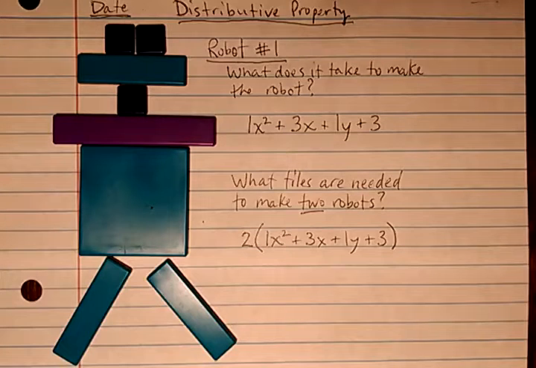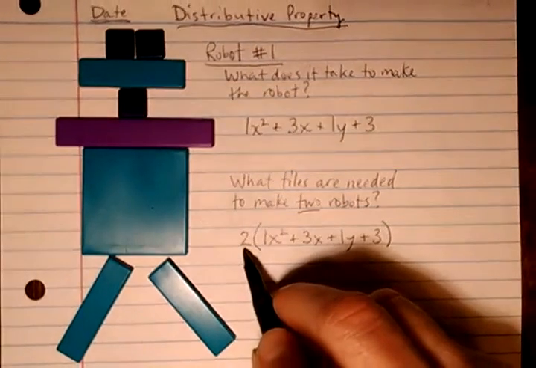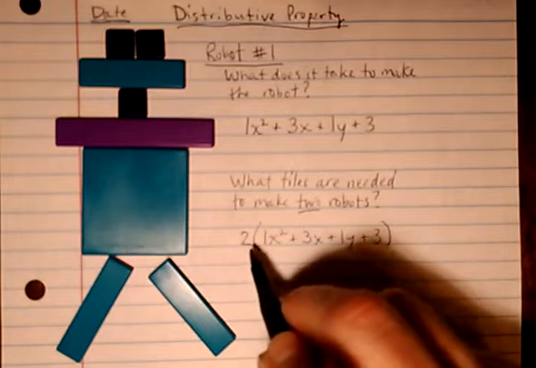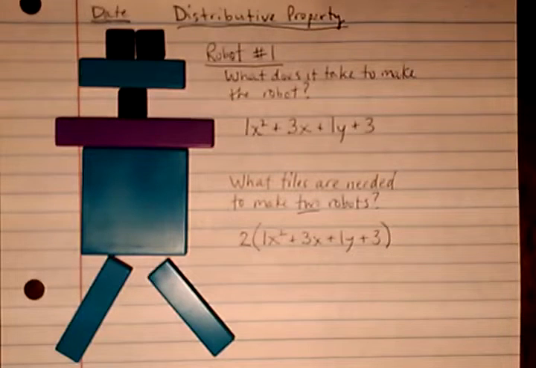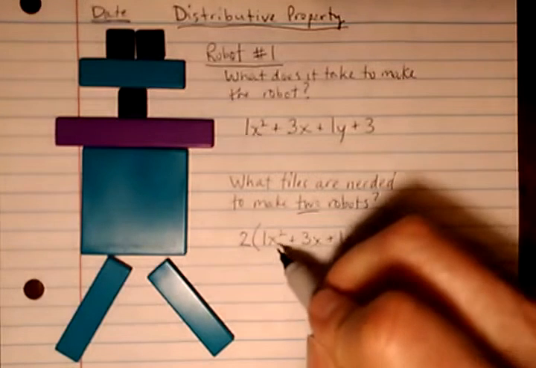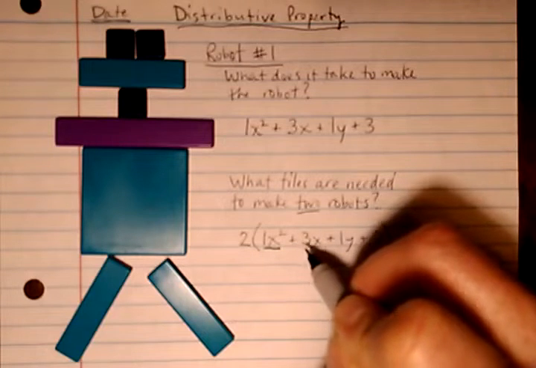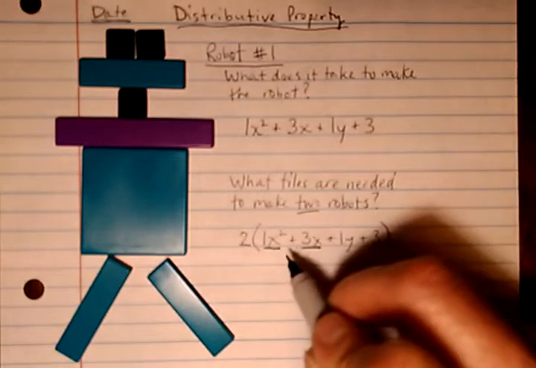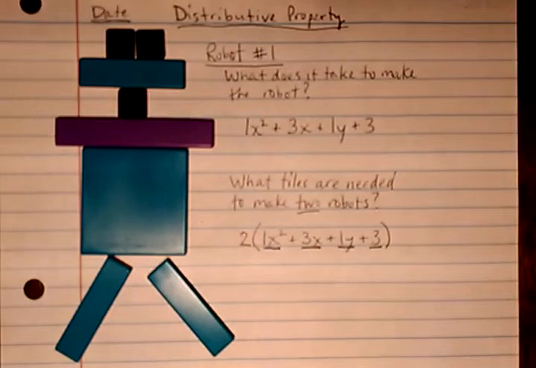So now we can use the distributive property. You probably remember that distributive property means to take the number outside the parentheses and distribute it, pass it out, so that all the terms inside the parentheses get multiplied by the 2 that's outside. So what are the terms that we have inside? Well, each one of those terms separated by the plus signs is a term by itself. So that's a term, that's a term, the 1y is a term, the 3 is a term. We have 4 terms, and they're all going to get multiplied by 2.